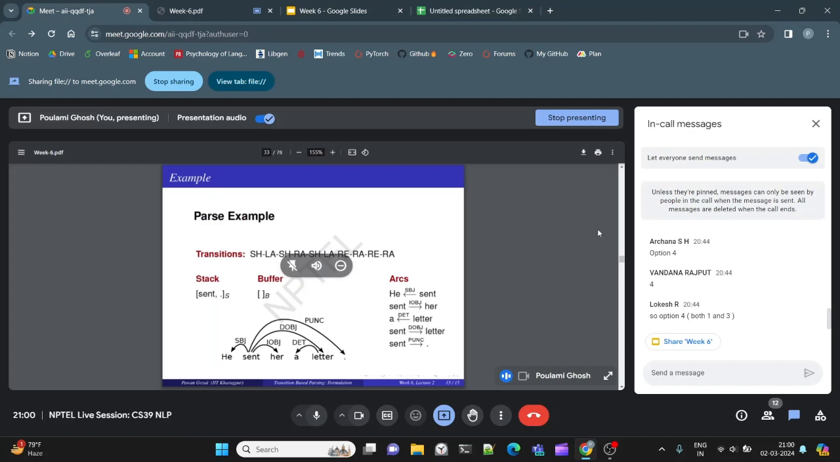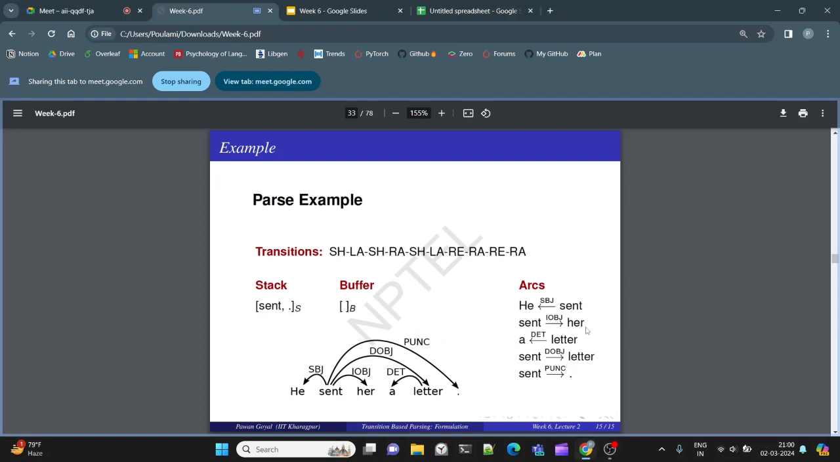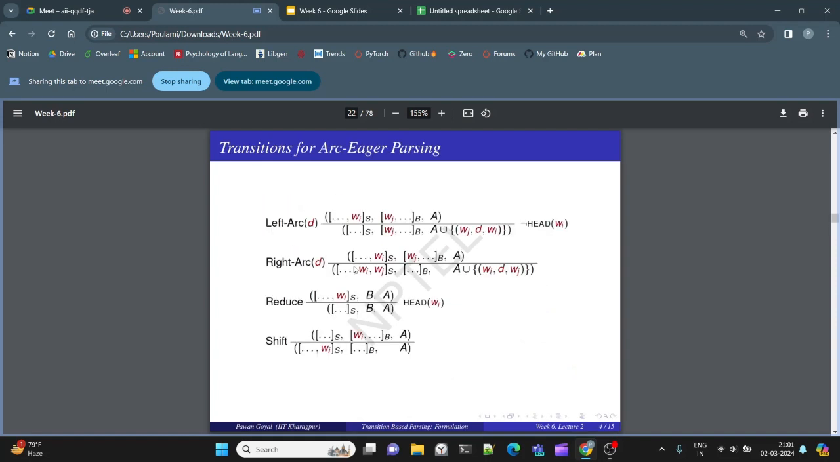Any doubt, anyone? Yes, is there any simple way to remember the sequence and types for all this? For dependency parsing specifically, this one you're asking, is it? Yeah, dependency parsing, multiple types.